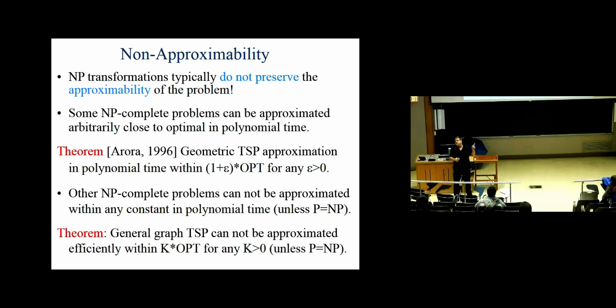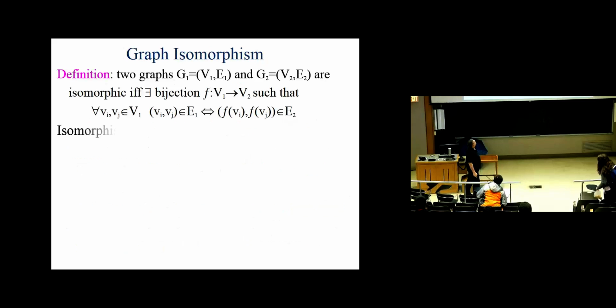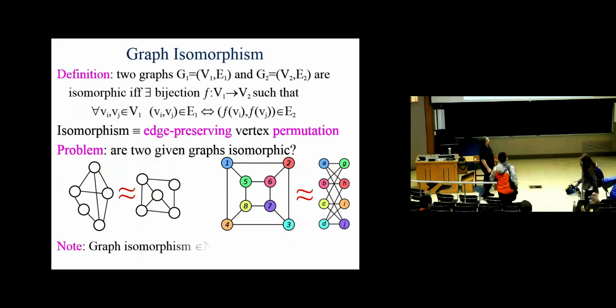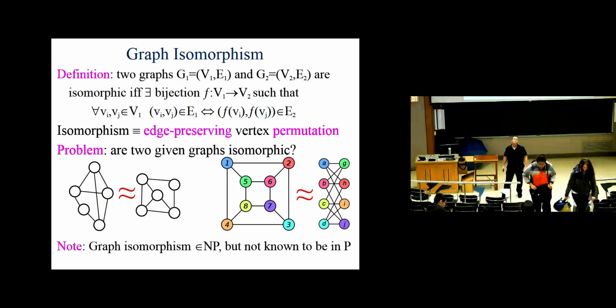Okay, any questions about this? All right, so that's how heuristics go. And next time we'll talk about graph isomorphisms, and we'll talk about zero-knowledge proofs, which are really, really cool.